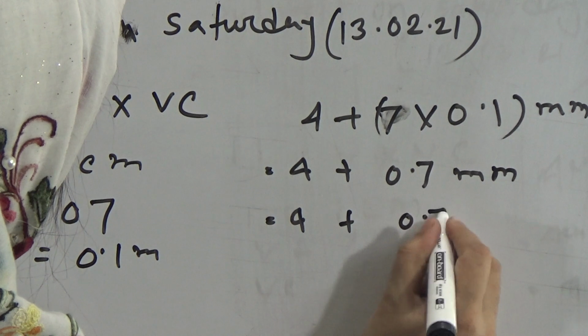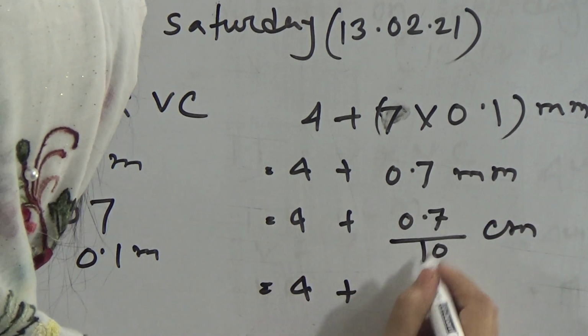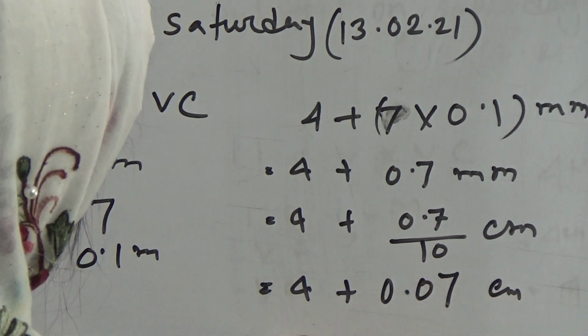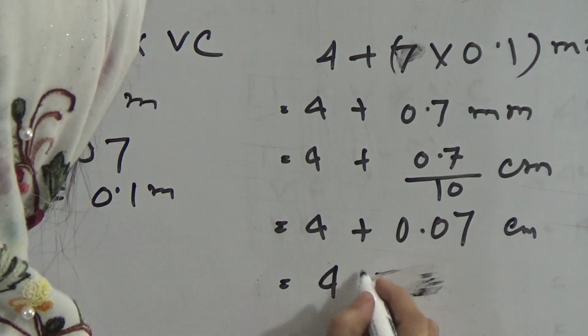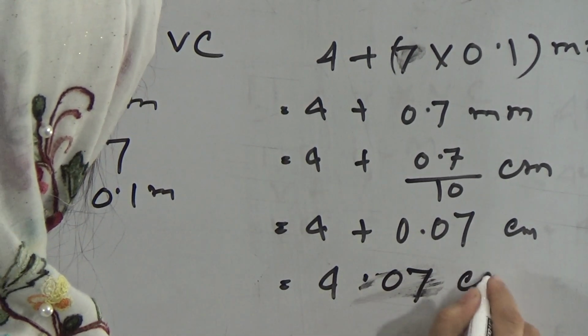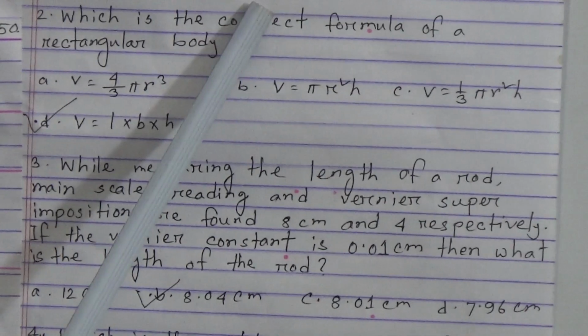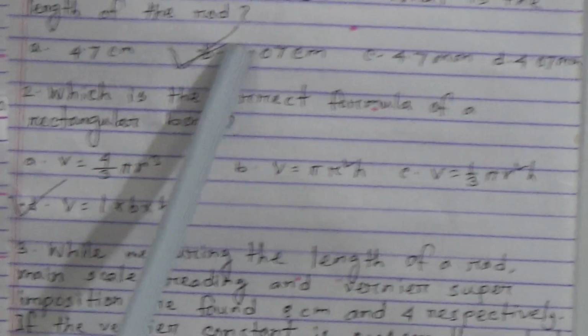So 4 plus 7 into 0.1, that means 0.7 millimeter, and if you convert this into centimeter, it will be 0.7 divided by 10, that means 0.07 centimeter. That means 4 plus 0.07 is 4.07 centimeter. My dear students, this is our correct answer, and put a tick mark on option B. That means the correct option is 4.07 centimeter. This is the length of the rod.